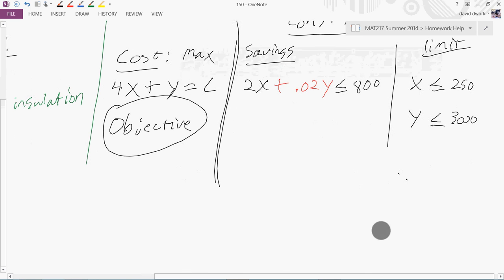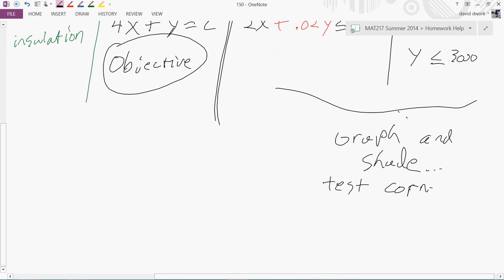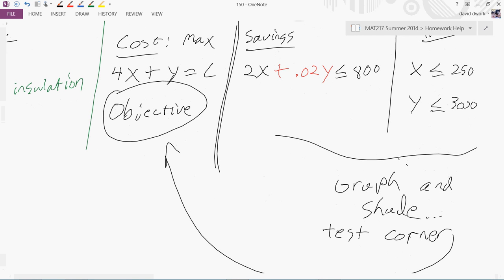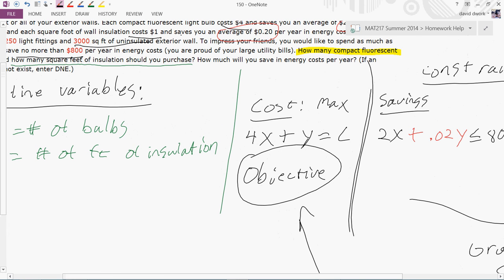Now for our solving, we are going to graph our constraints, find the shaded region. So we're going to graph and shade, and then we're going to test the corner points in the objective equation. I hope that helps. Let me know if you have any questions or if you need to see it actually solved out. But my guess is that at this point you're probably doing just fine. Okie dokie.